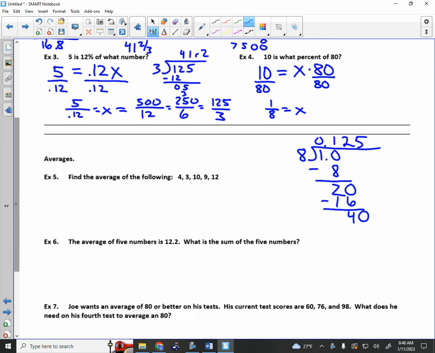Is that the answer? The question is, what is the percent? So if I were to write that as a percent, how would you write it? 12.5%.